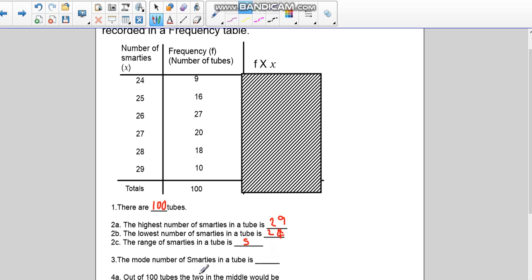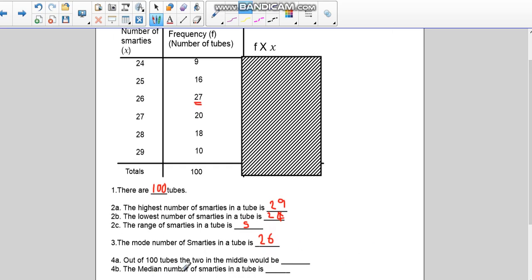The mode of Smarties in a tube. If you remember, the mode is the one that occurs the most. This is telling me how many tubes there were with 24 Smarties, how many tubes there were with 25 Smarties, how many tubes there were with 26 Smarties, and so on. So which of these has got the highest frequency? Well, the highest frequency is this number here. It says there were 27 tubes with 26 Smarties in, so this is our mode, 26 Smarties.